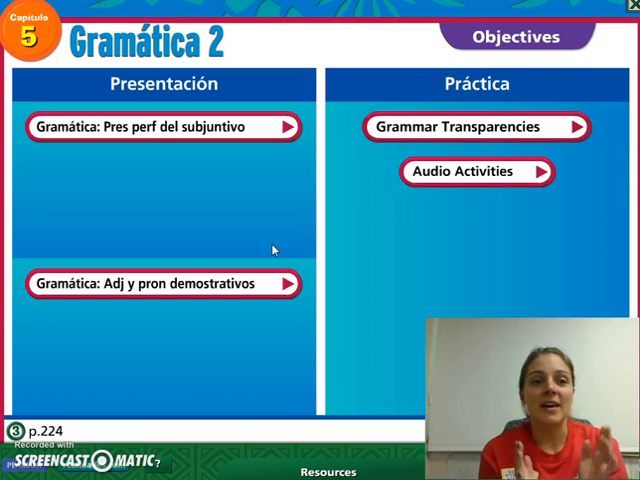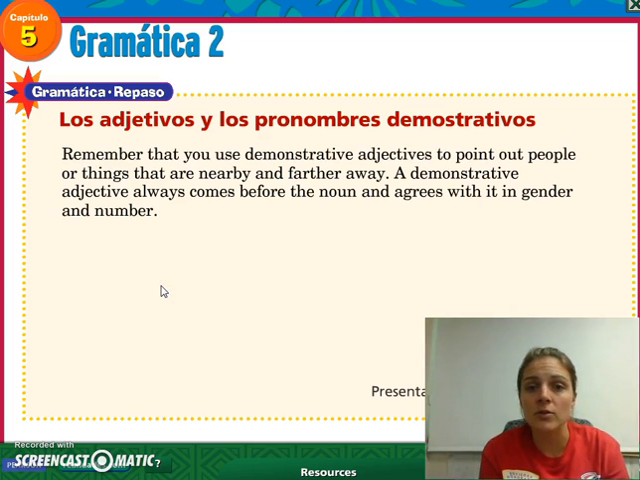Ok, esto es capítulo 5, gramática de la segunda parte, capítulo 5.2, y esta gramática se llama los adjetivos y los pronombres demostrativos. I wanted to do a video this time of myself because demonstrative adjectives and demonstrative pronouns involve directions, so it's a kind of a visual concept.